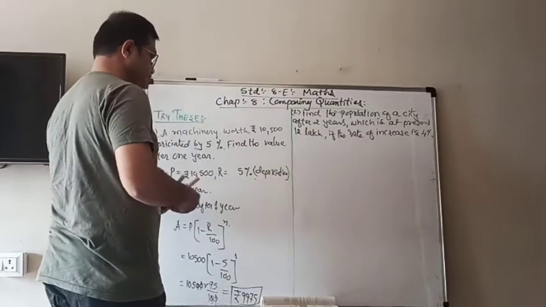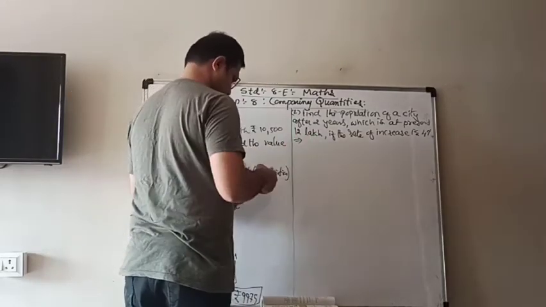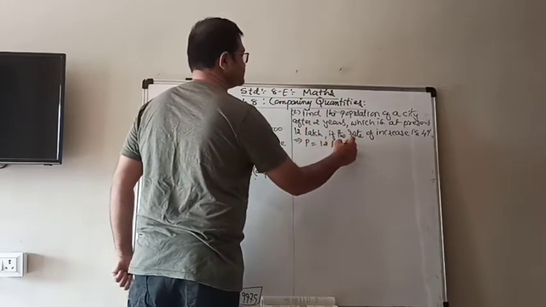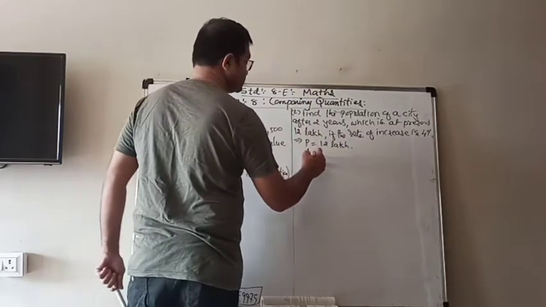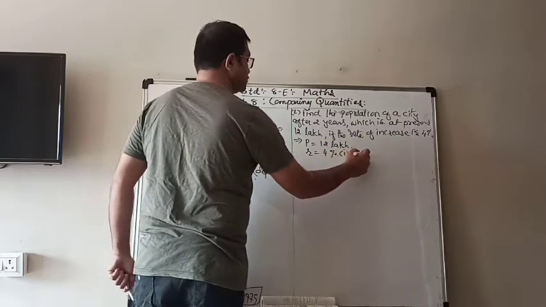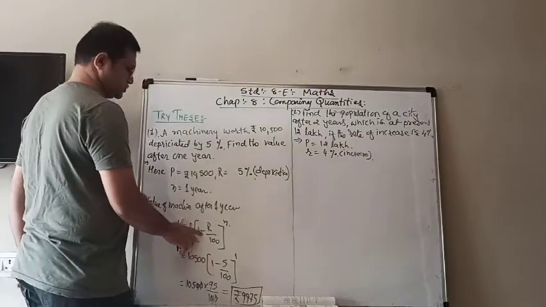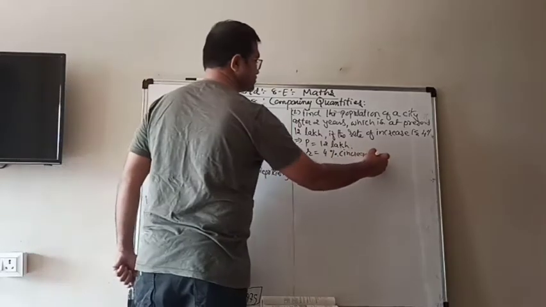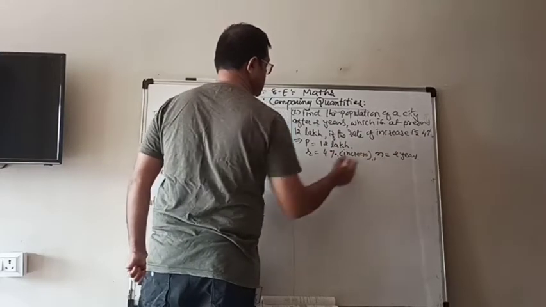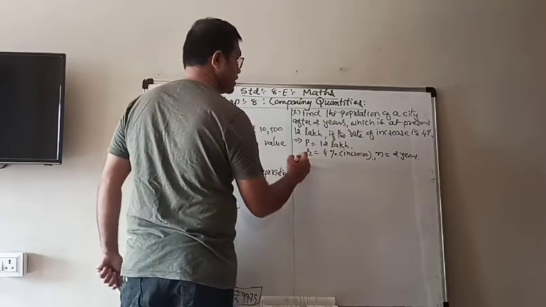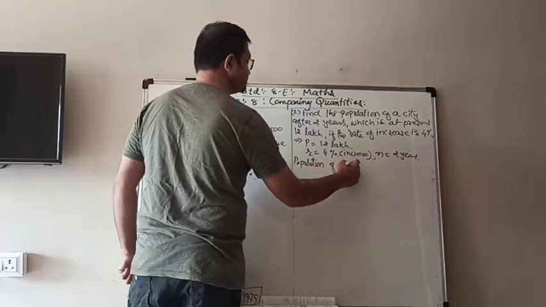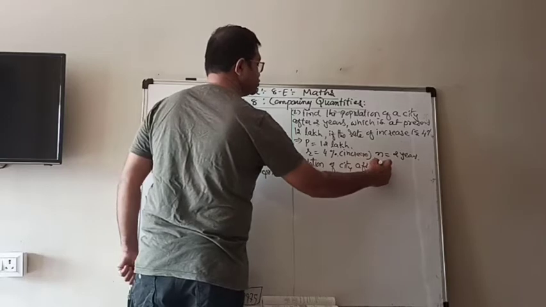So here, what is P? 12 lakh. What is the rate? 4%. Here it is increased, so we have to take plus here in place of minus. And n is equal to 2 years. So now, population of city after 2 years.